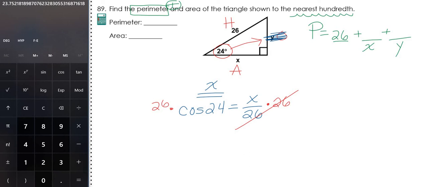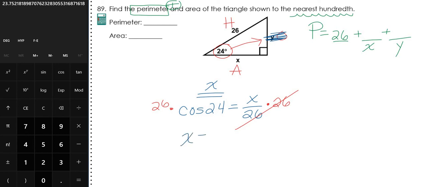I'm going to go out at least 4 decimal places because that's not my final answer. I still have 2 other side lengths I need to add to it in order to get to the perimeter. So I'm going to write down that x is equal to 23.7522. I'm rounding to the 4th decimal place. Now that I have that, I'm going to fill this in. There's not much room, so I'm going to put it up top.